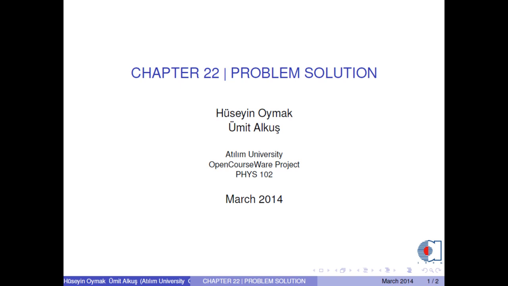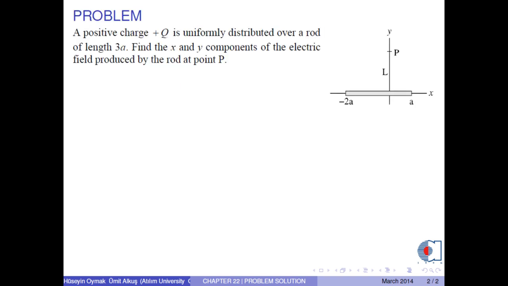In this video, we will solve one problem from chapter 22. A positive charge Q is uniformly distributed over a rod of length 3a. Find the x and y components of the electric field produced by the rod at point P.